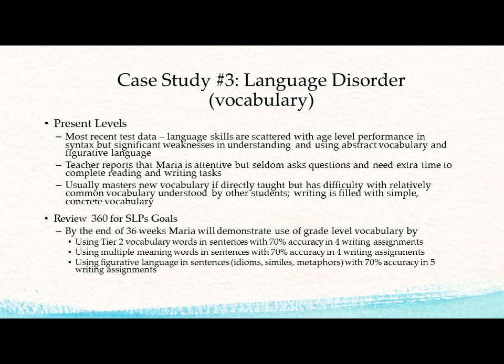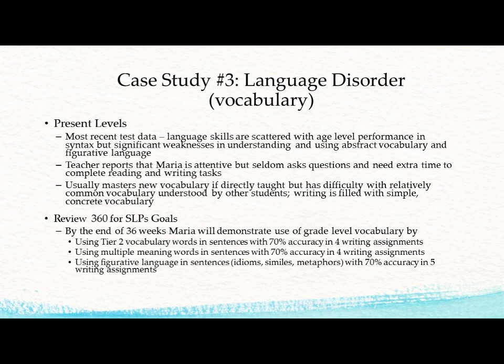So any IEP goal or objective falls short without the specificity to back it up behind it that may not necessarily be written in the IEP objective, but is certainly written in the progress monitoring folder or the progress monitoring electronic binder that you may keep for students. So be sure and specify which Tier 2 words, which multiple meaning words, aligned with grade level, and then which figurative language. So those are the goals for Maria.